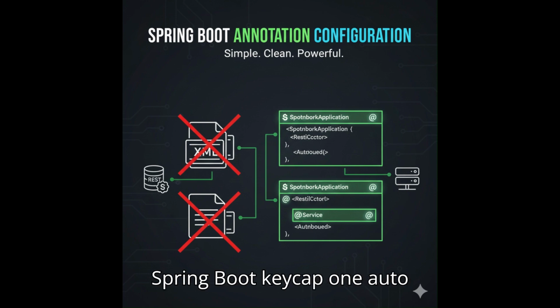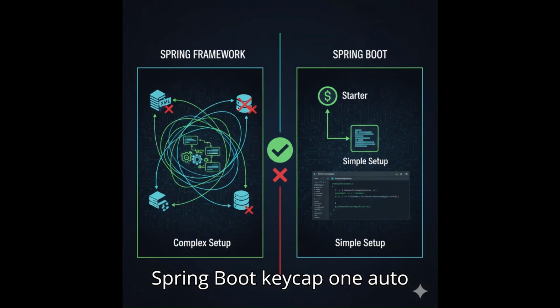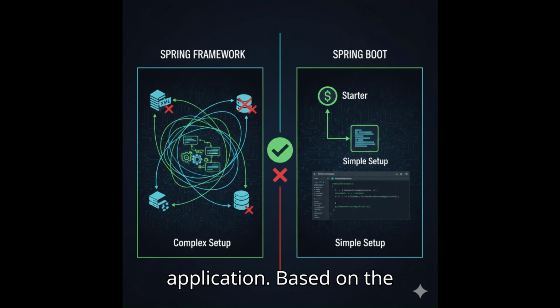Key features of Spring Boot. Key 1: Auto Configuration. Spring Boot automatically configures your application based on the dependencies you add. For example, if you add Spring Boot Starter Web, Spring Boot automatically configures Dispatcher Servlet, Embedded Tomcat, and Web MVC setup. You don't need to configure these manually.